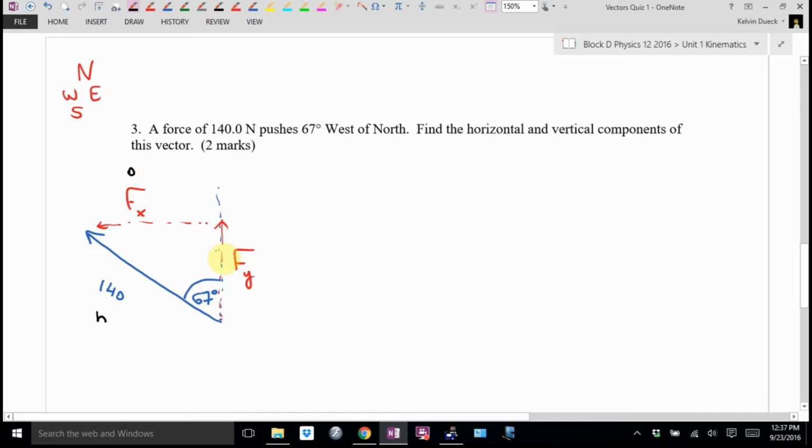Opposite, hypotenuse, adjacent. Which trig function am I going to use to find the horizontal component? It's going to end up being sine of 67 equals Fx over 140.